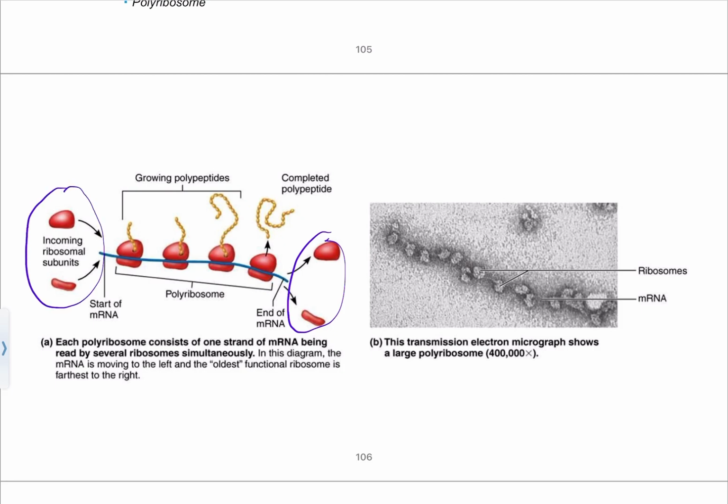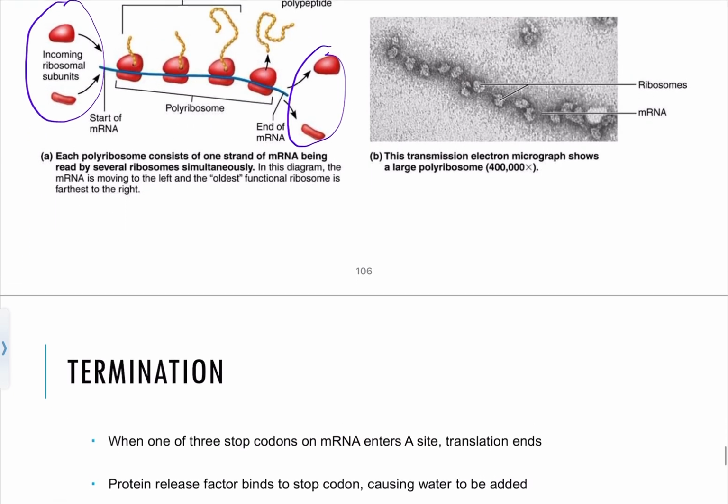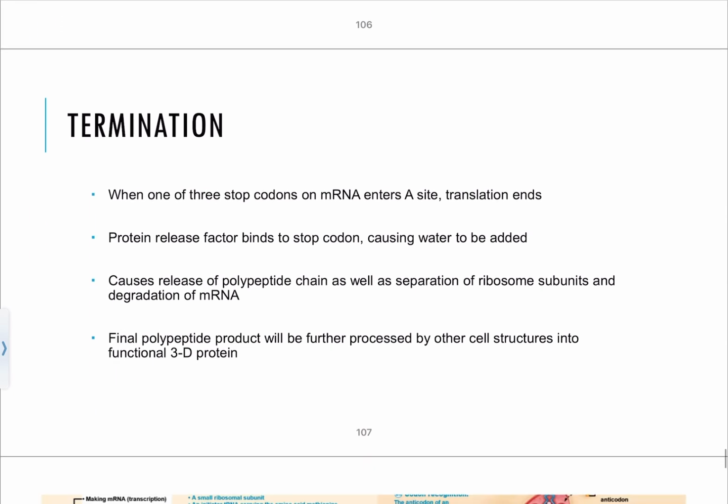If we didn't have these polyribosomes coming in and doing multiple translational processes on the same mRNA, we would not be able to produce enough proteins to survive. So this is actually a really important process, where we have multiple ribosomes bound to the same mRNA, so we can produce enough proteins to sustain all the needs in our body.